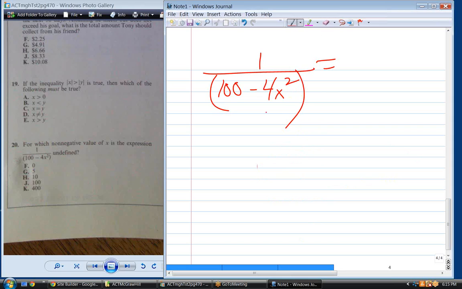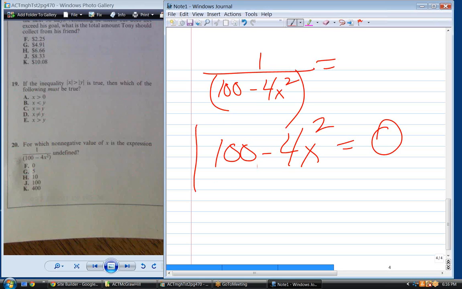So now how do I solve that? Wouldn't you do like... You set it equal to 0 and solve. And that's going to tell us what x cannot be. In other words, if 100 minus 4x squared is equal to 0, we can figure out what value of x is going to make this denominator equal 0. So now let's solve this.